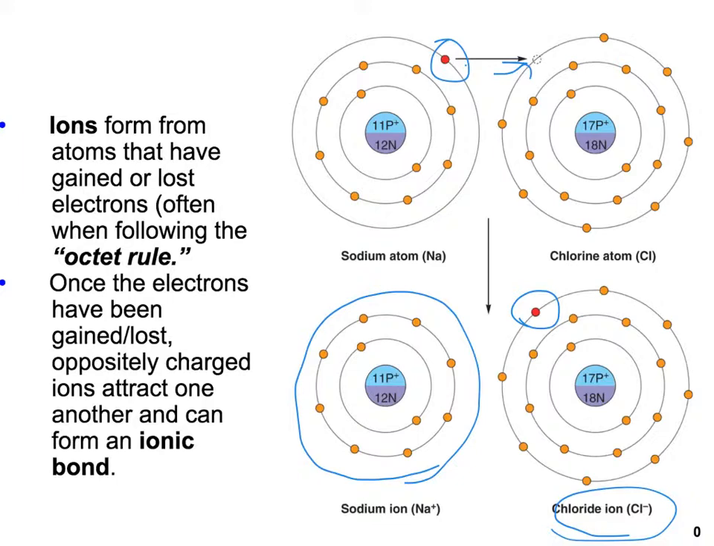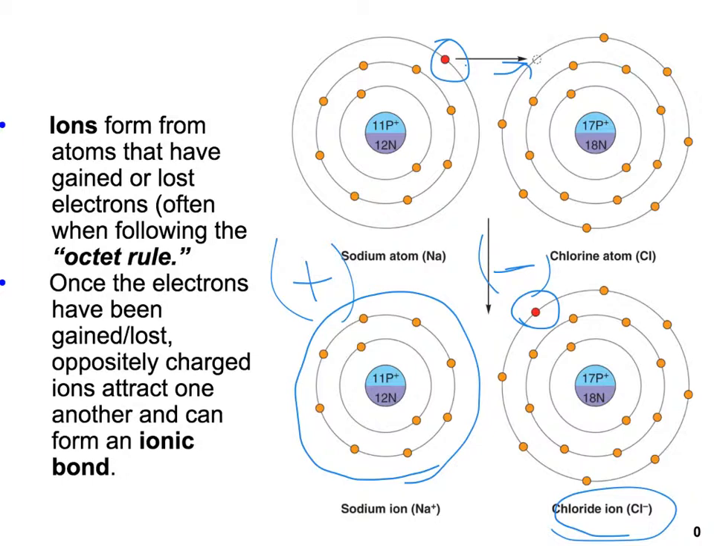The octet rule basically states that when atoms have a full octet of electrons in their outer energy level, when they have 8 electrons in their outer energy level, they tend to be very stable. And so they stay that way if they're stable. If they don't have a full complement of electrons in their outer energy level, then they're not very stable and they tend to react until they get into a more stable configuration. And so we have a positive ion and a negative ion, and positives and negatives attract, and that is the ionic bond.